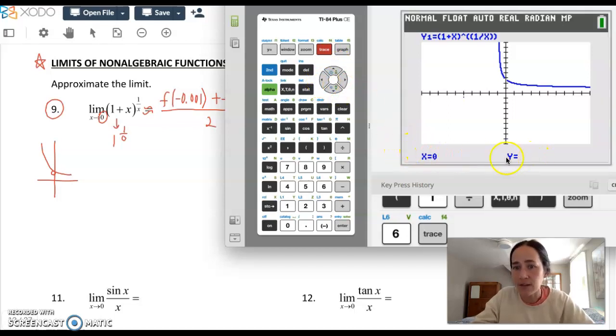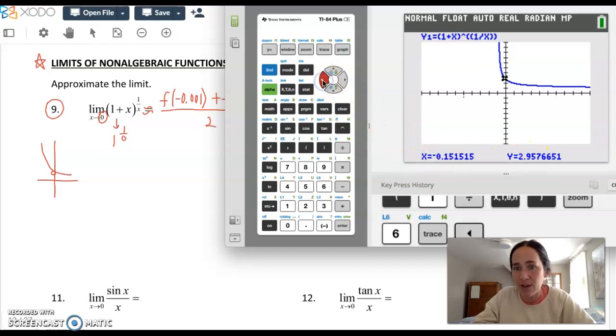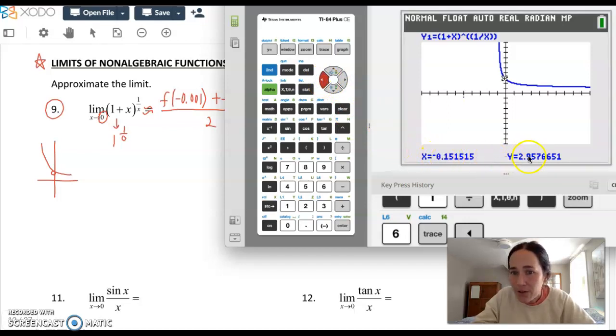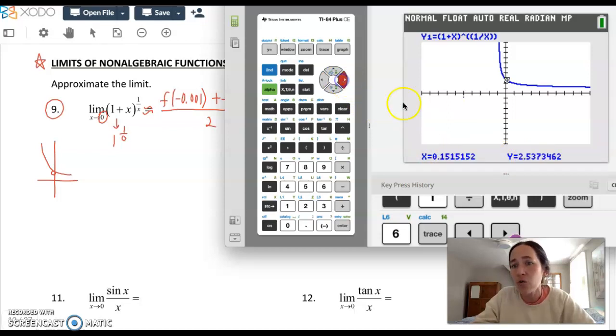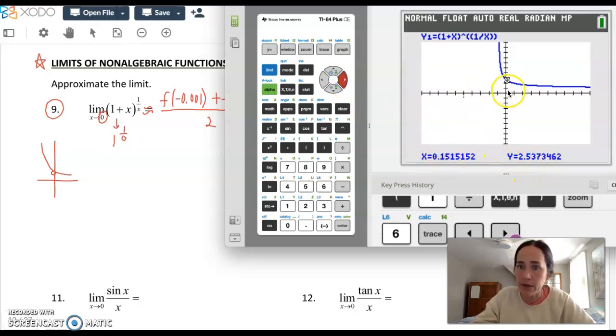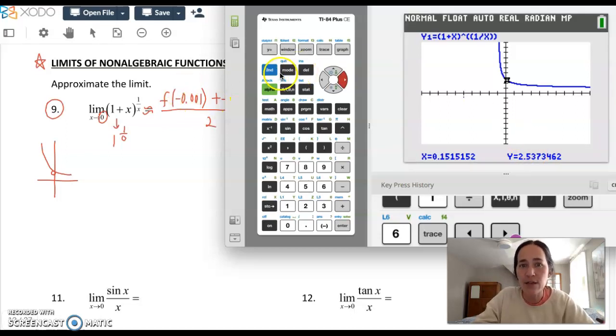Right now it says when x is 0, y is blank because y is nothing. You go right above it, not as close as I want it to be, but you're at 2.957. You go right below it, or at the x value above 0, you're at 2.5. Maybe the limit's around 2.8, 2.7. Let's get some more accuracy here.